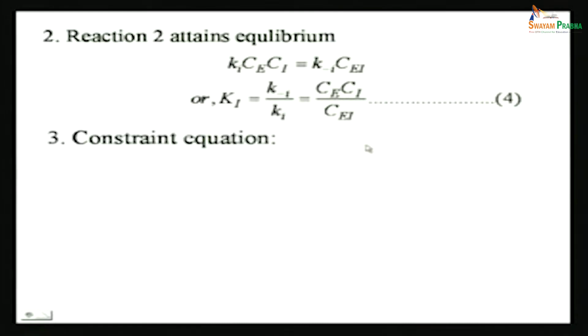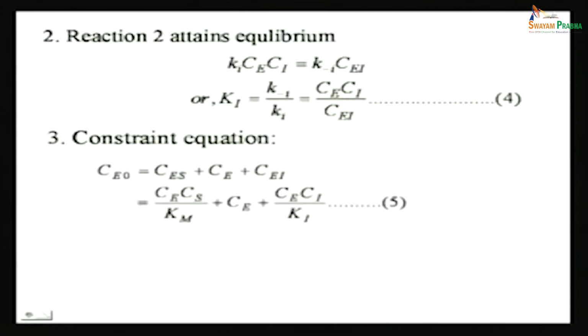Now, the constraint equation. I'll give it to you in a few seconds, but I want you to write it down on your own and tell me what it's going to be. CE naught is my initial concentration of the enzyme, and what should that be equal to? Yes, Pallavi? CEI. Then you can express your CES and CEI in terms of other quantities, because both these reactions are assumed to attain equilibrium. So CE naught equals CE plus CES plus CEI.